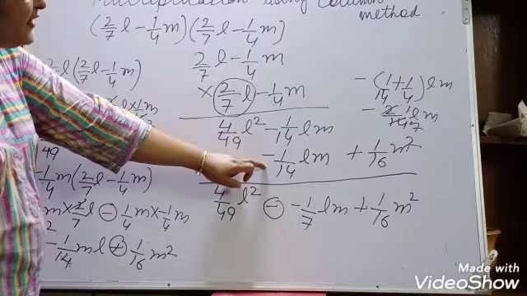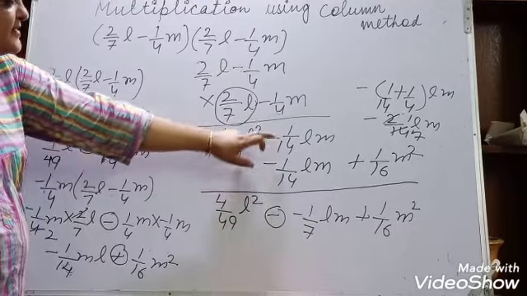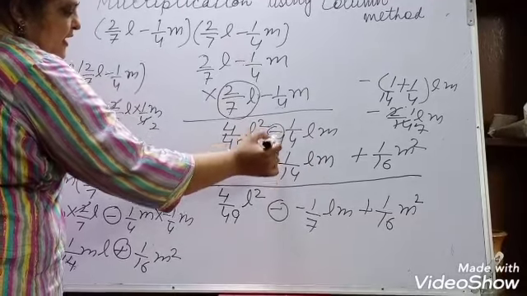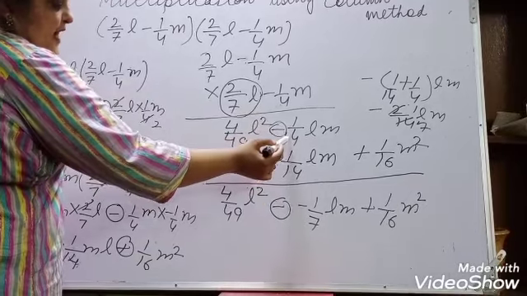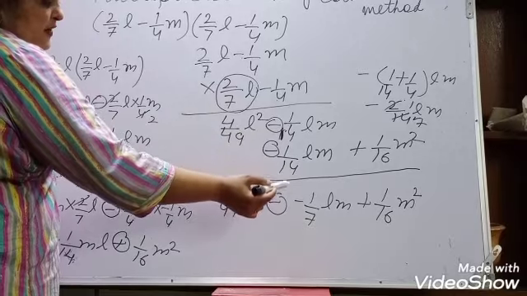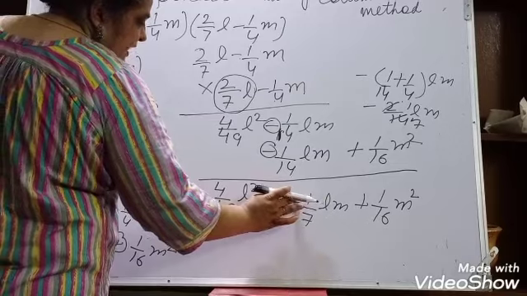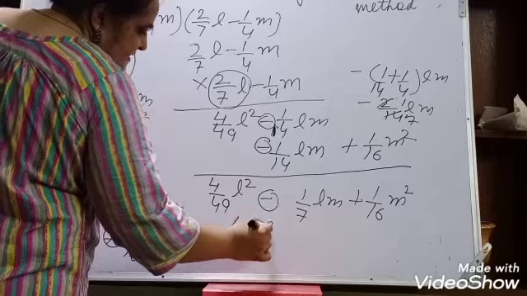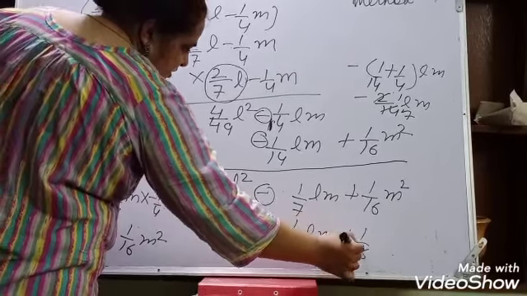You can solve it using any method for your convenience. Minus 1 over 14 lm and minus 1 over 14, since both are having like signs, you have to add. It will become 2 over 14 with the same denominator, so you can add up straight away also. It will become minus 2 over 14 and then just cut down. It will become minus 1 over 7 lm over here. So your answer is 4 over 49 l square minus 1 over 7 lm plus 1 over 16 m square.